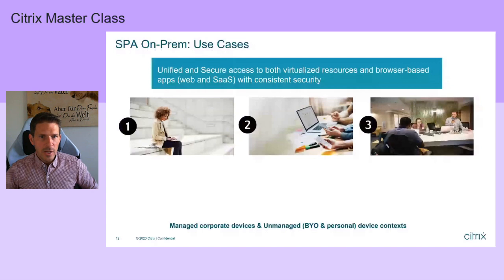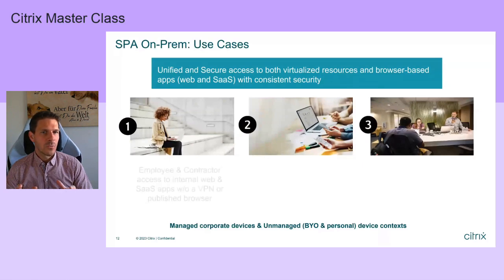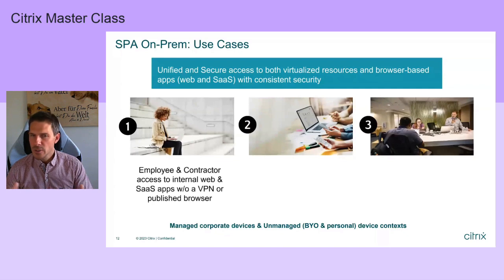Okay, so now let's look at our 3 common use cases. The first use case is secure access for employees and contractors to internal web and SaaS apps from managed and unmanaged devices without publishing a browser or using a VPN. For example, customers have to deploy silos to allow contractors access to one or more web applications using a published browser. With SPA and Citrix Enterprise Browser, we can remove those silos and allow access using the same entry point for all users to reduce complexity and operational costs.